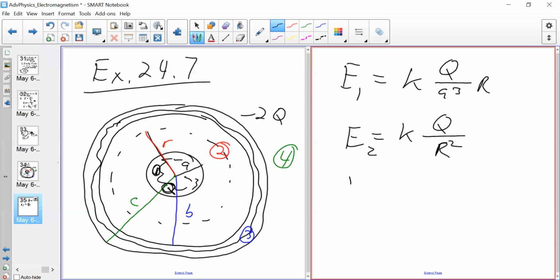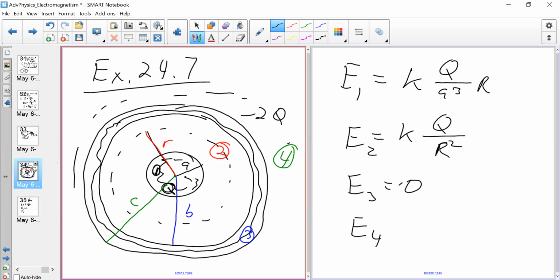So E3 is 0. And then E4, we're enclosing this entire thing. So we're looking at every possible charge in the book. We don't even care about the fact that there's nothing here. We're going to look at negative 2Q and Q. We're looking at the whole shebang, because this is enclosing the entire picture.